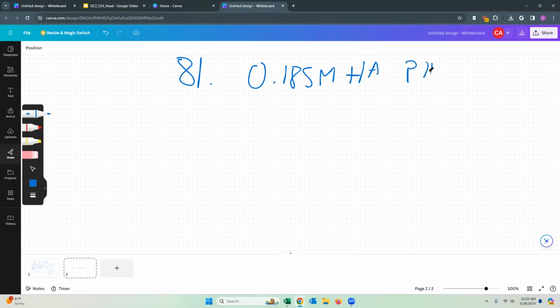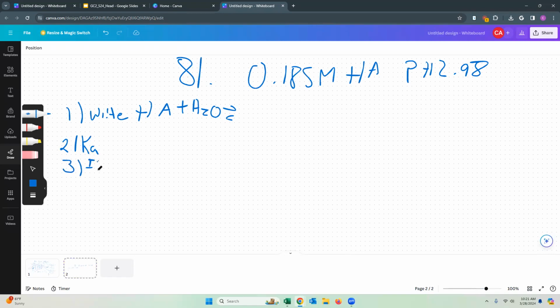The pH is 2.98. So what I want you to do, and this is a time to pause the video, is I want you to write your equation with HA in water. What are you going to make? Again, this is good practice. Then 2, write your Ka expression. 3, your ice table. So pause, do that, come back when you have it all set up.